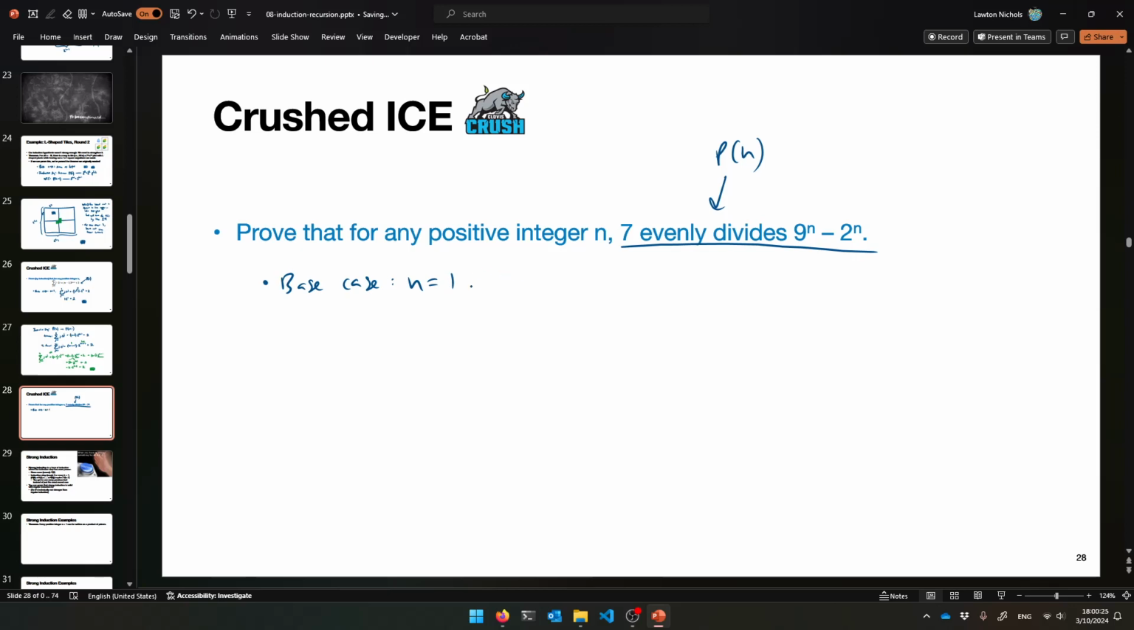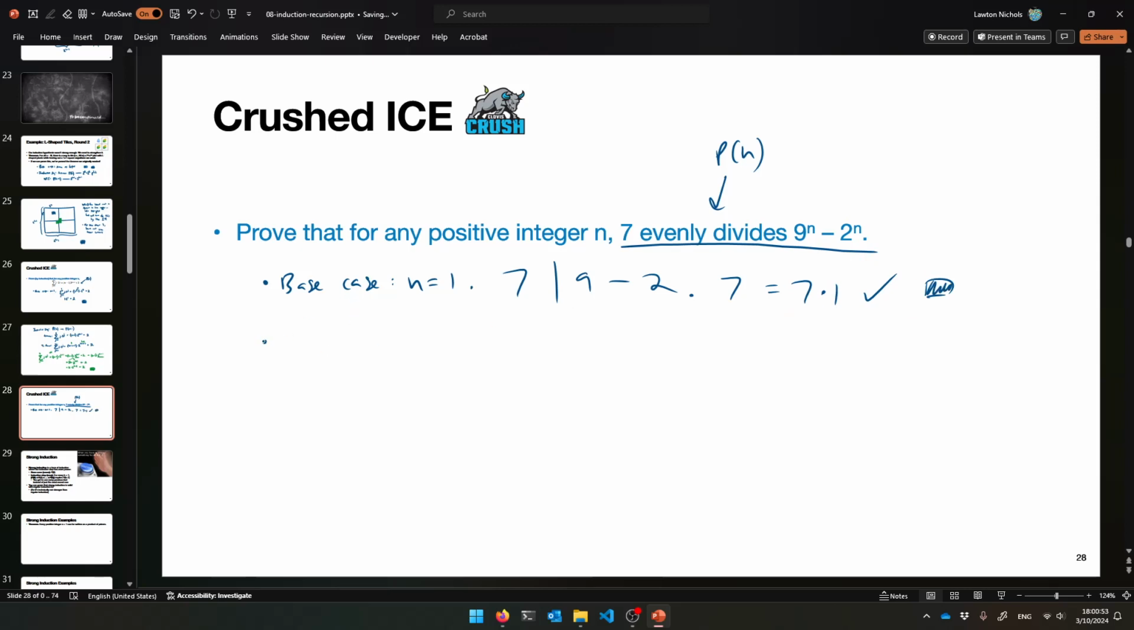And so what I want to show now is that 7 divides 9 to the 1 minus 2 to the 1. Yeah, I have to show that 7 divides 9 to the 1, which is just 9, minus 2 to the 1, which is just 2. So I need to show that 7 divides 7. Yeah, and that does check out, because 7 times 1 is equal to 7. That's perfect. It goes in once, yeah? So that's how you prove that QED for our base case.